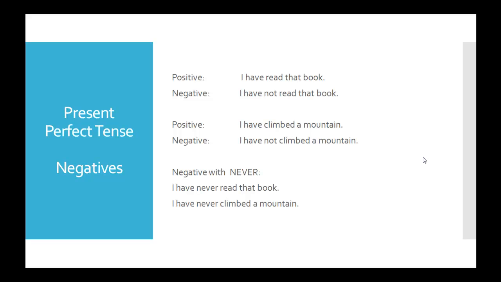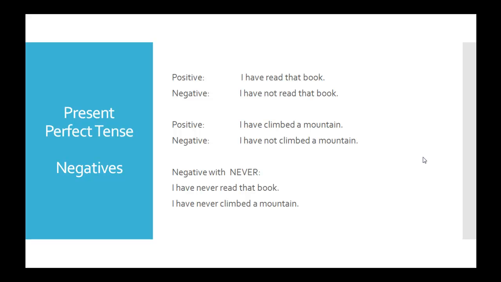We can also make a negative sentence in present perfect tense by using never. For the given examples, the sentences would be like this. I have never read that book. Or, I have never climbed a mountain.